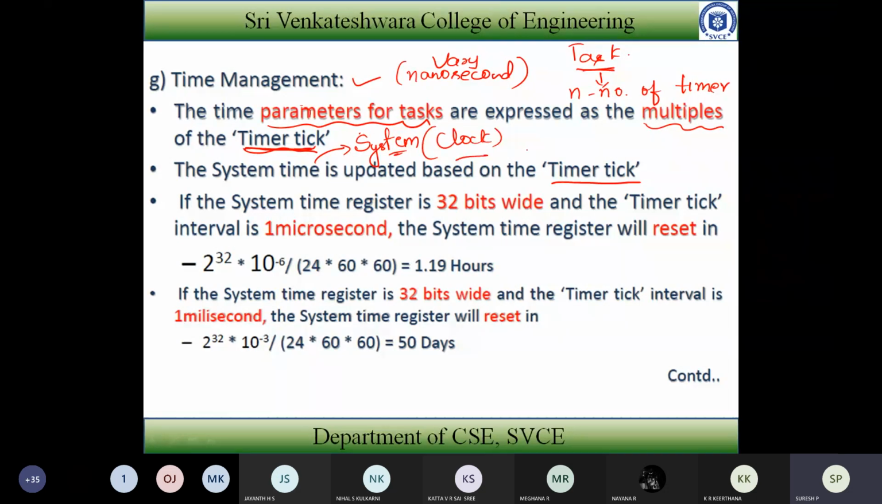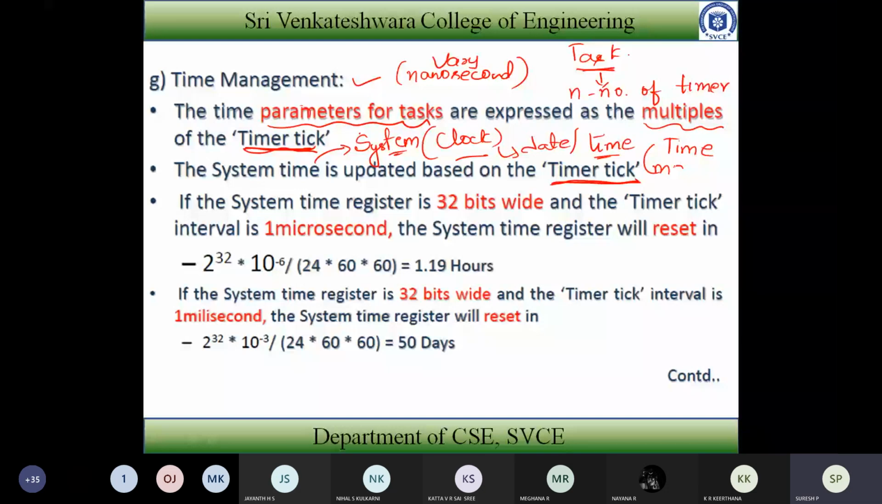So basically, how is it going to show this particular date and time? This date and time in your system is going to be updated depending upon the timer tick which you are going to have. So it will be controlled by your time management.